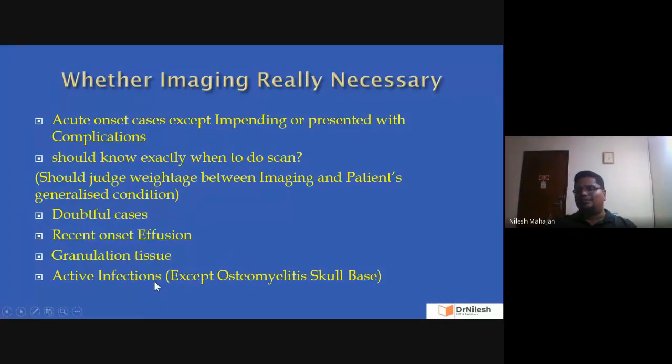An active infection, sometimes there will be profuse discharge, continuously discharging. In that case, you can postpone the scan until the discharge or infection comes down. But except for the cases of osteomyelitis of the scalp, because you know osteomyelitis will be a deep infection. So there is no point in waiting to do the scan. You have to do the scan at the time of presentation itself, so that you will know the exact extent of the disease.